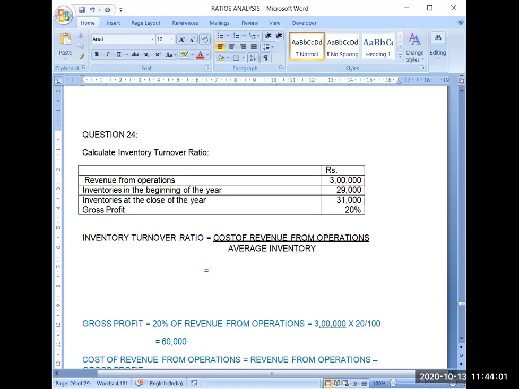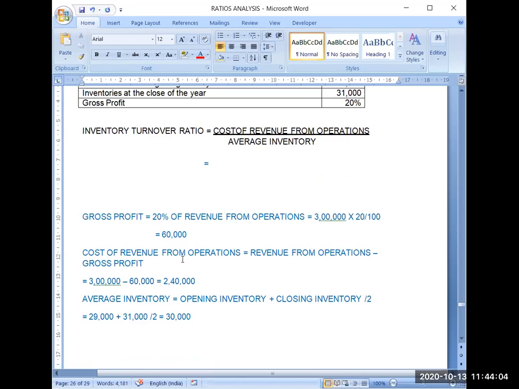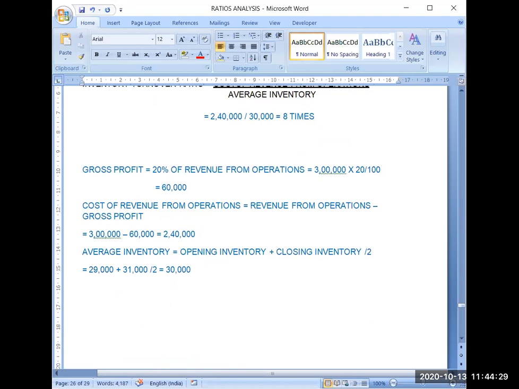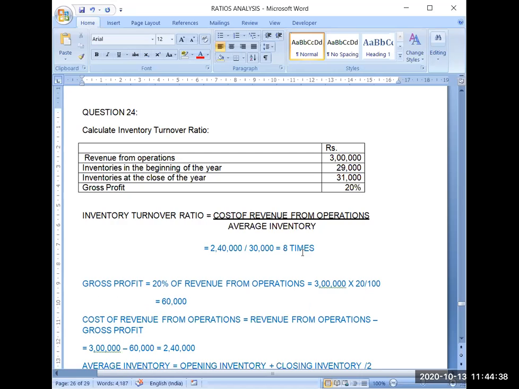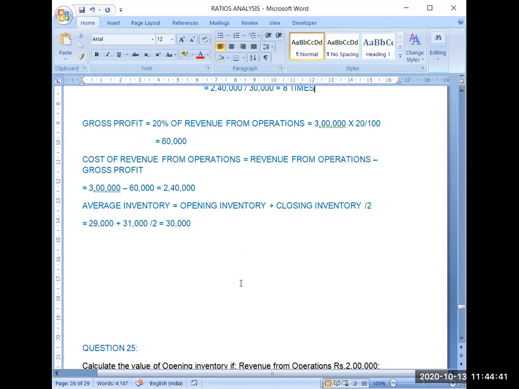So cost of revenue from operations we have calculated 2,40,000, divided by average stock is 30,000. Average inventory is 30,000. So that way it will come 8 times. First question has asked only inventory turnover ratio, we have calculated only inventory turnover ratio. But sometimes if it asks, you have to calculate average age of inventory, you can also calculate that.